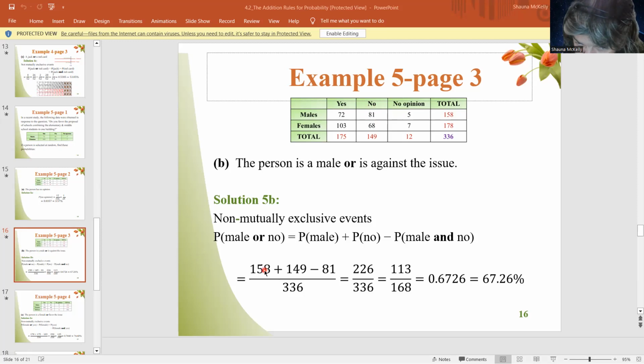So that's what this represents. The probability of being male is 158 over 336. Probability of saying no is 149 over 336. And the probability of being both together, that double counted category, is 81 over 336. Do the subtraction, you get what you see here. You reduce the fraction and then you convert to a decimal and then a percentage. Okay, so that's how that works. So anytime you have tables, always use the row and column totals.